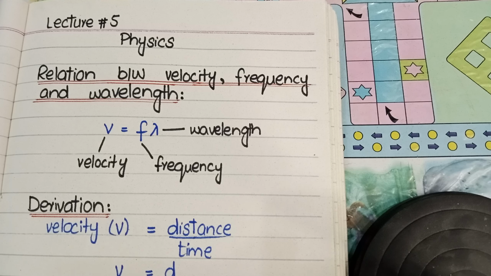Let us recall what a wave is. A wave is a disturbance in a medium which travels from one place to another and hence has a specific velocity of traveling. This velocity is known as the velocity of the wave.